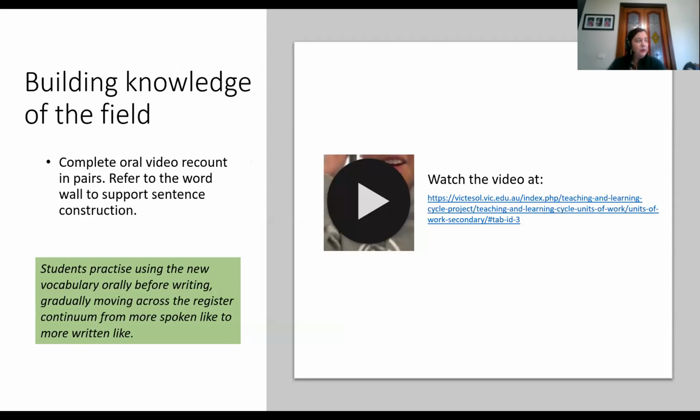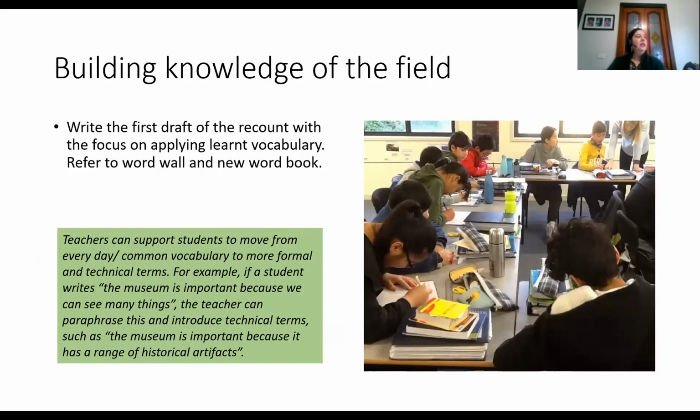Then again, building the field, and you can see we have stayed a bit longer in building the field for this particular group. So we practiced orally using the new vocab in pairs, and like I said, moving from spoken to written on the register continuum. Here you can see we did the first draft in building knowledge of the field for the recount, and we focused on the new vocab that we've learned during this time. So we supported the teachers and myself, plus an AMA, about using more formal technical terms instead of spoken ones. So you can see the example here.